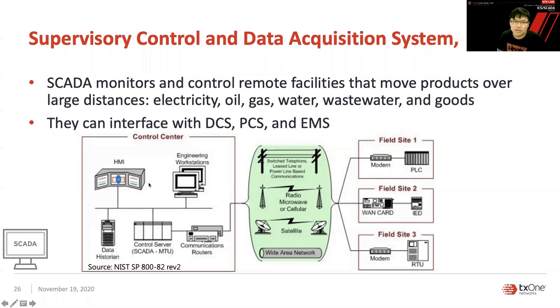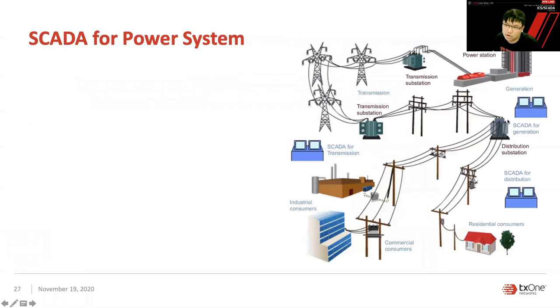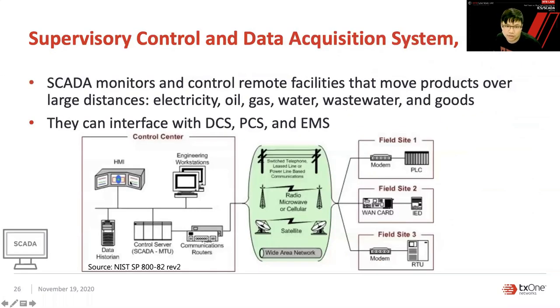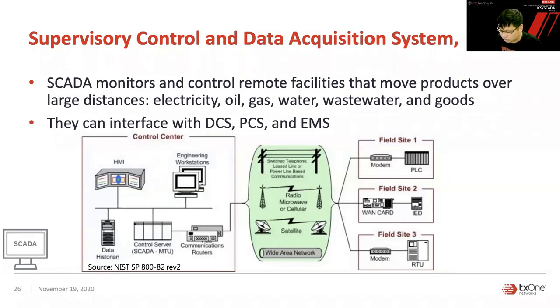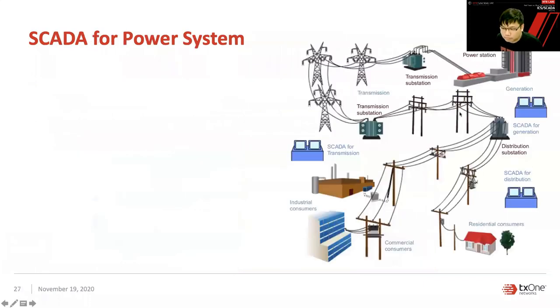So, for example, we can say power generation, transmission, and distribution are very large systems, right? So you will have a SCADA here, like a control center, for power generation, power distribution, and power transmission. Okay, back to the slide. Here, this one is our SCADA for generation, SCADA for transmission, and SCADA for distribution. So you will see it's one SCADA and can remotely monitor the situation, because we know generation is in one place and transmission covers a large distance. So you will see the difference here.